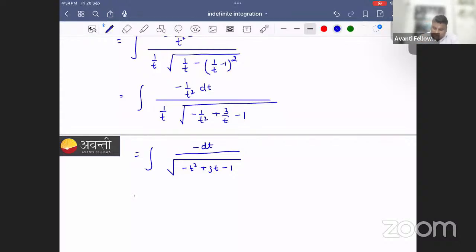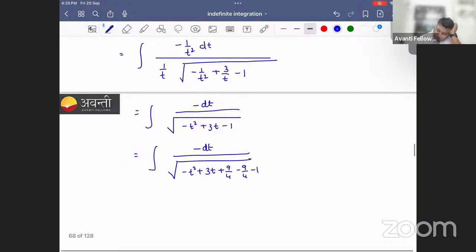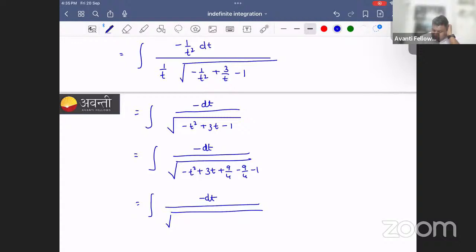So now let's complete the square. Minus dt upon, inside the root, minus t square plus 3t. Half the coefficient of t, which is 3, so half of that is 3 by 2, and the square of that is 9 by 4. Add 9 by 4 and subtract 1. So minus dt upon, inside the root, it will be 9 by 4 minus 1, that is 5 by 4, minus t minus 3 by 2 whole square. Got it?